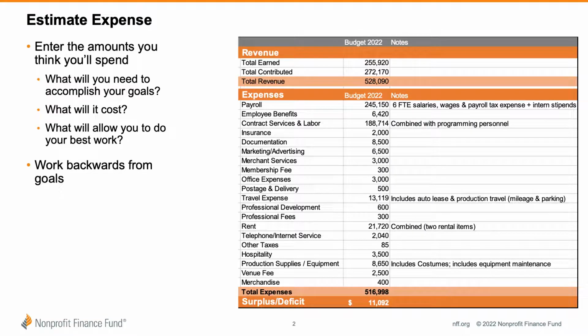In this example, this organization has formatted the budget so that there's a column for budget estimates and then a section for notes. Do make sure that you jot down notes and assumptions so that you can always have a paper trail and you can remember how you arrived at those numbers later on.